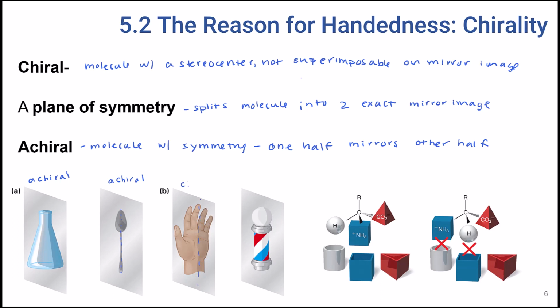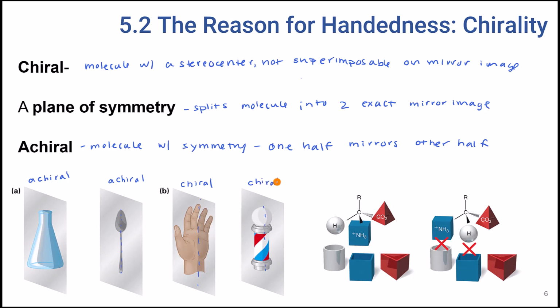So this is chiral. Just like when we refer to chirality, this is referring to its handedness. So we think of our hand as an example of something that's chiral. And with this barbershop pole, one half does not mirror the other because of those designs. So this is going to be chiral as well.